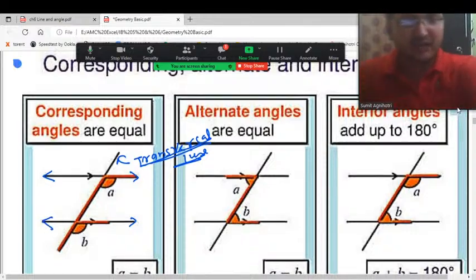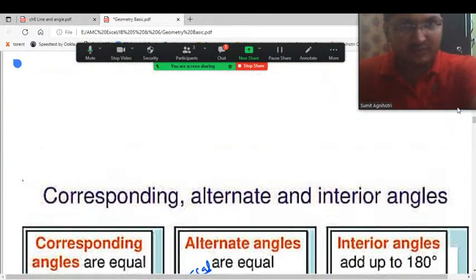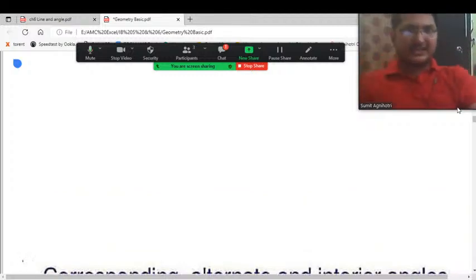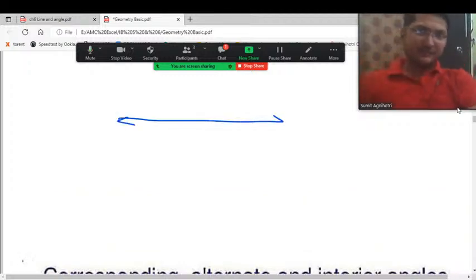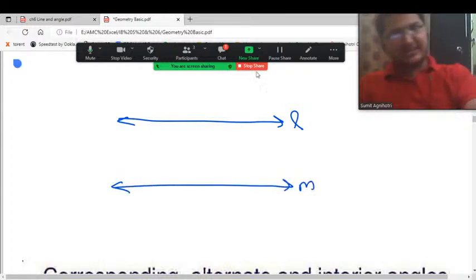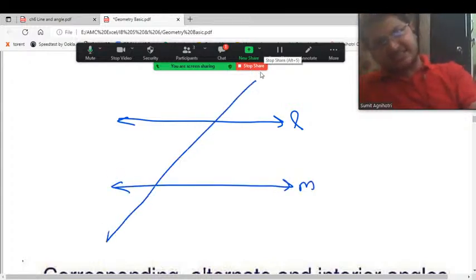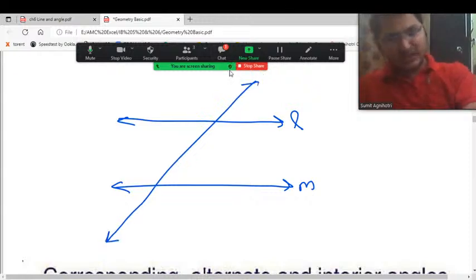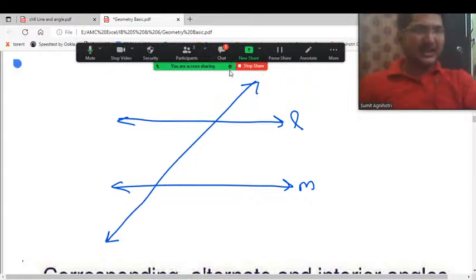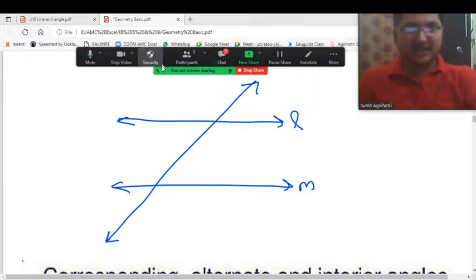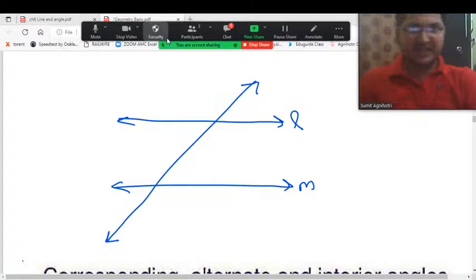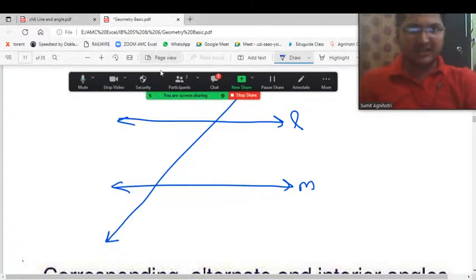I will explain what are different angles that they are going to make. Let's say these are two parallel lines. This is L and this is M, and this is a transversal intersecting these two lines at the same time. Then we have some intersecting angles. One by one, I'm going to explain what are the different angles.